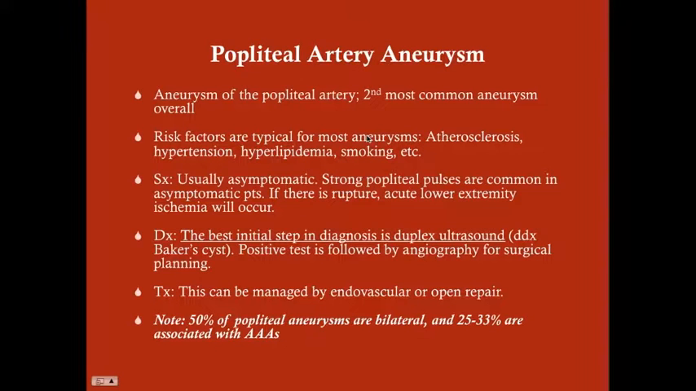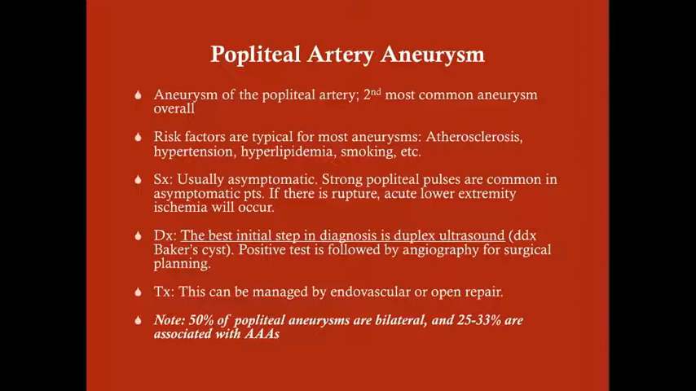Okay, so moving on. Popliteal artery aneurysm is an aneurysm of the popliteal artery, and it is the second most common aneurysm overall, only second to the abdominal aortic aneurysm. Risk factors are typical for most aneurysms: atherosclerosis, hypertension, hyperlipidemia, smoking, diabetes, etc. Usually these patients are asymptomatic.